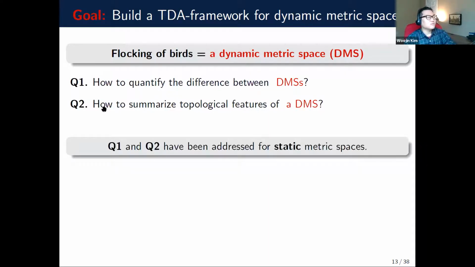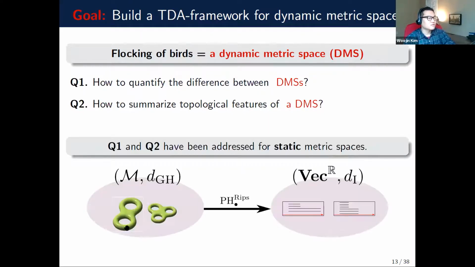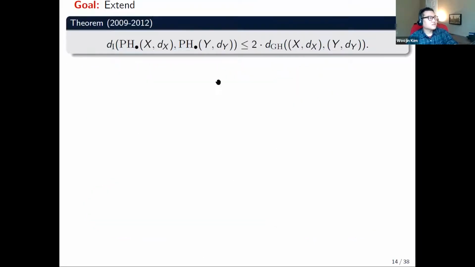Remember that these sorts of questions have already been well addressed in the setting of static metric spaces. We had the Gromov-Hausdorff distance to measure the difference between metric spaces. And we are able to summarize metric spaces into barcodes to encode multi-scale topological features of metric spaces. We also had the notion of distance between persistent homology, and this process was stable. So my goal is to extend this framework to a dynamic setting. Specifically, I would like to have a generalization of this stability theorem.